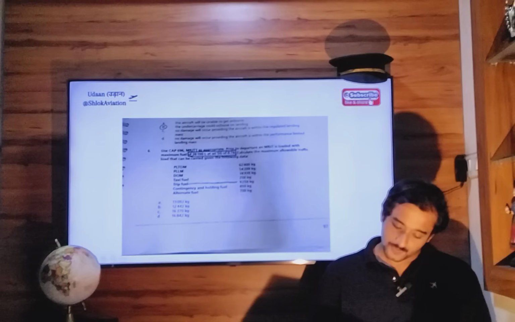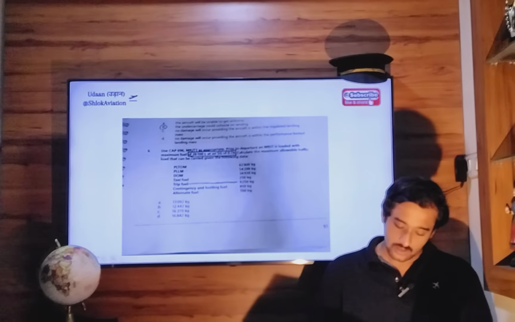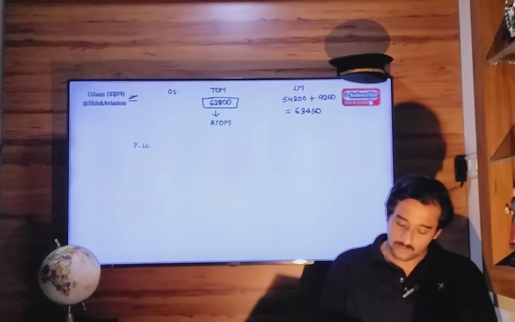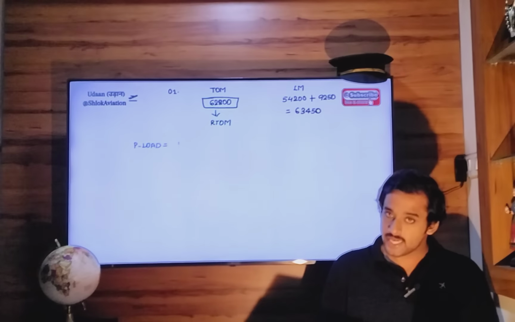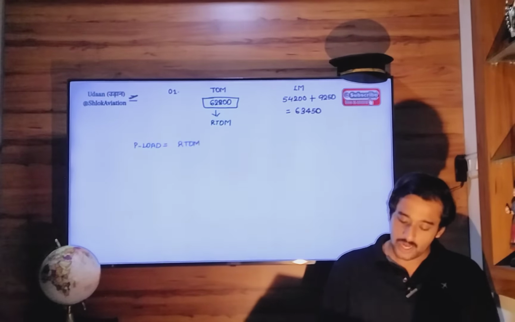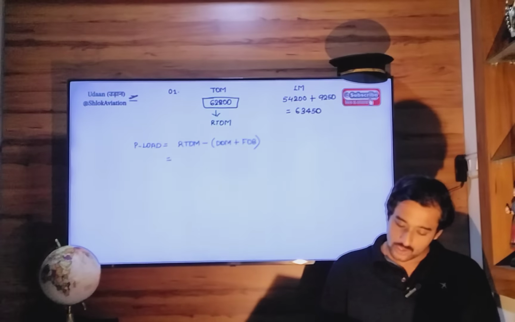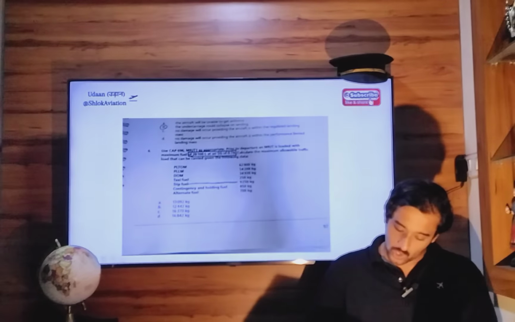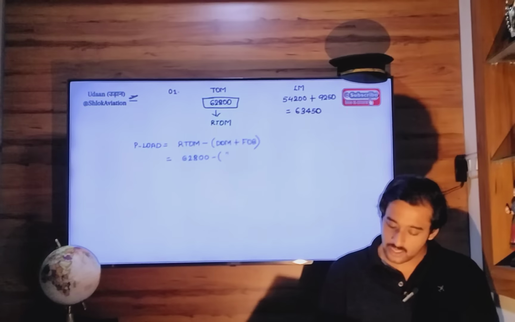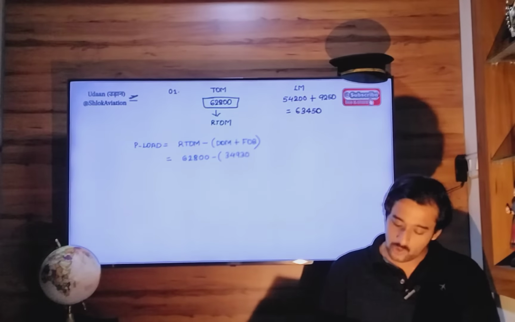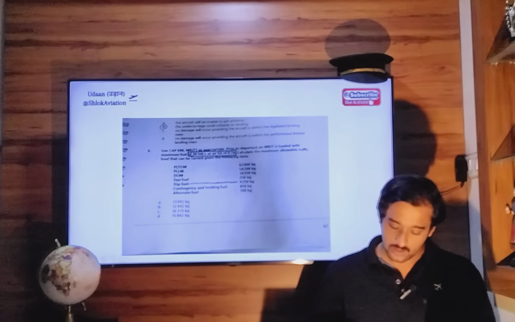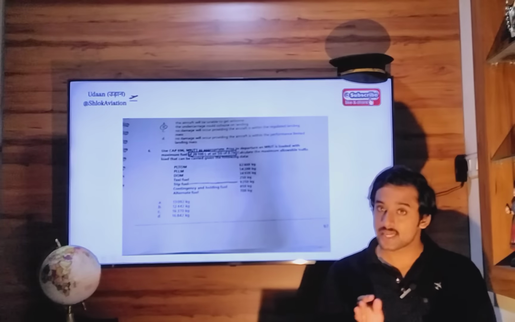Step 2. Payload or traffic load will be equal to regulated takeoff mass minus DOM plus fuel on board. So 62,800 minus, what is DOM here? 34,930. Fuel on board or takeoff fuel. Now takeoff fuel will not include taxi fuel.